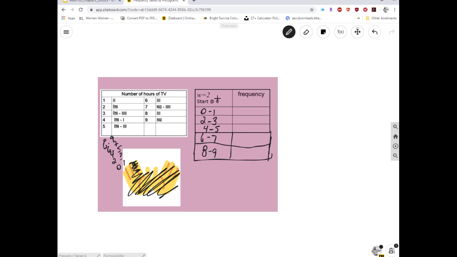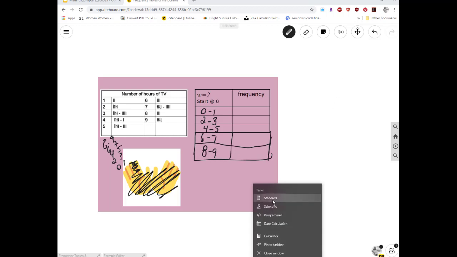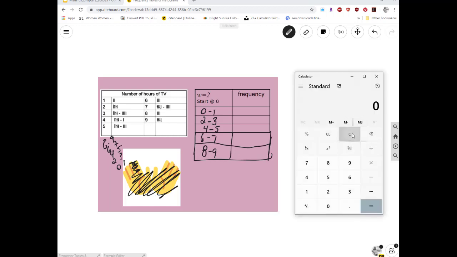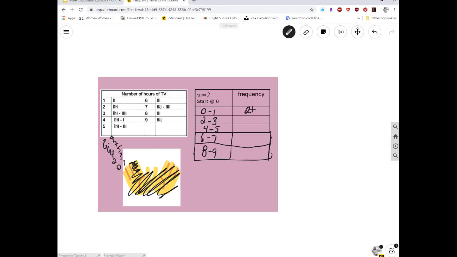Okay, so let's get the calculator and let's start counting these up. Clear. So 0 to 1, I have 2 people. I'm not going to even add that because there's no 0 and there's 2. So we're going to start with the frequency of 2.